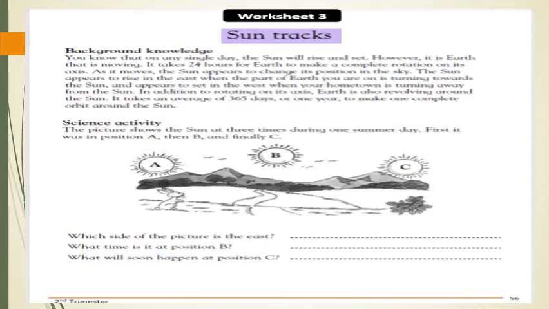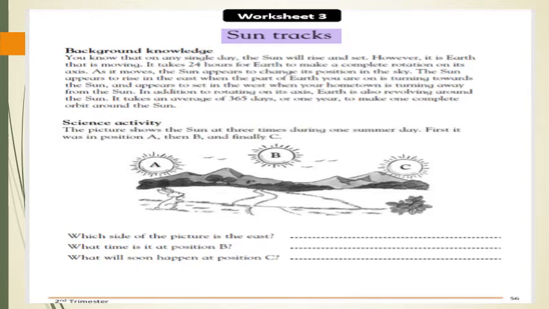You know that on any single day the sun will rise and set. However, it is Earth that is moving. It takes 24 hours for Earth to make a complete rotation on its axis as it moves. The sun appears to change its position in the sky. The sun appears to rise in the east when the part of Earth you are on is turning towards the sun, and appears to set in the west when your hometown is turning away from the sun.